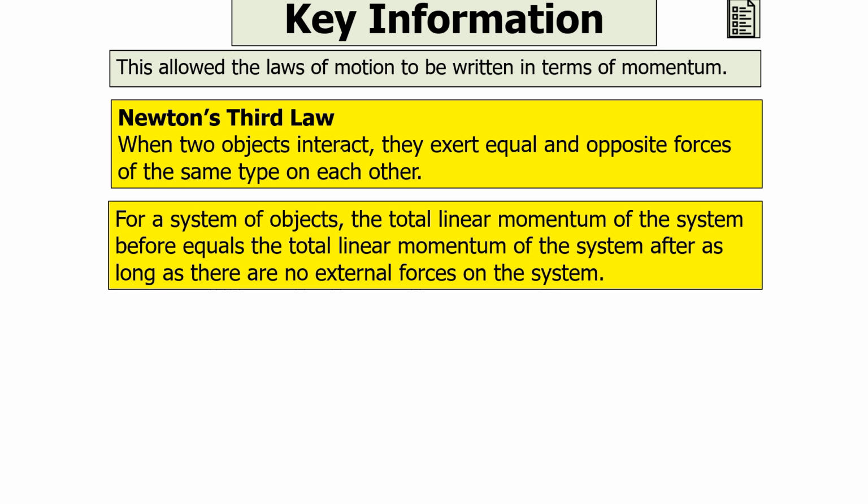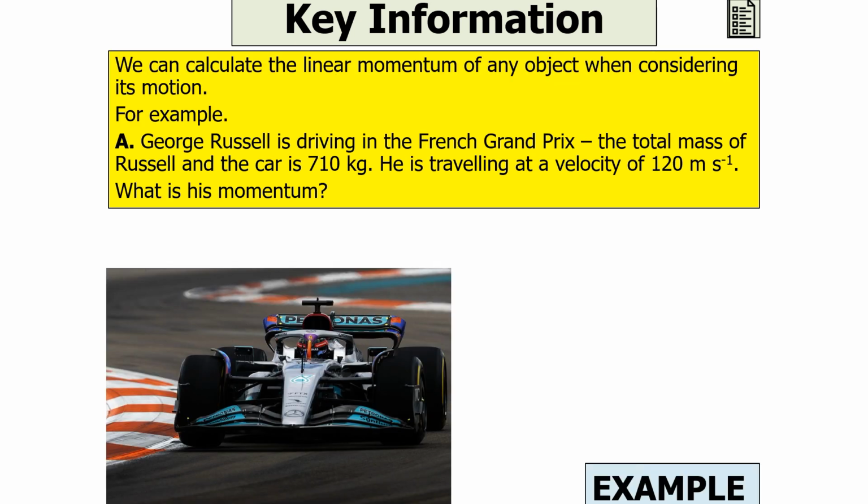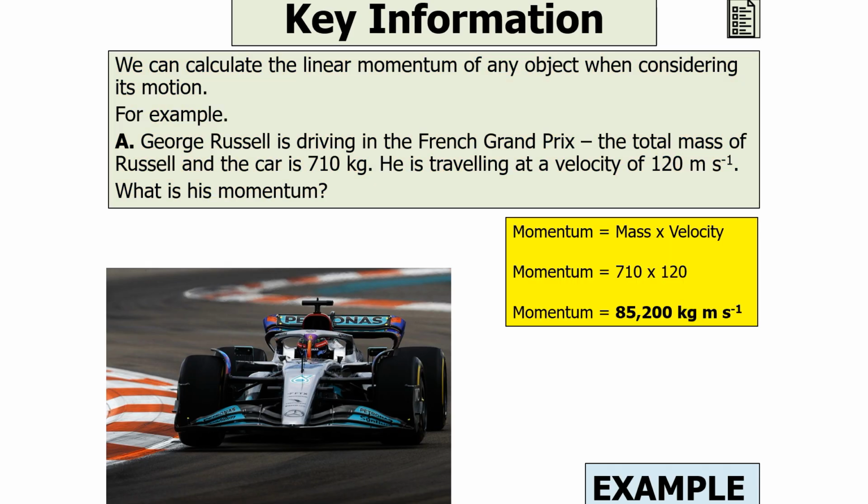Now we can calculate the linear momentum of any object when considering its motion. So for example, George Russell is driving in the French Grand Prix. The total mass of Russell in the car is 710 kilograms. He is travelling at a velocity of 120 meters per second. What is his momentum? Well, momentum is mass times velocity, so it is 710 times 120, so it's 85,200 kilogram meters per second.